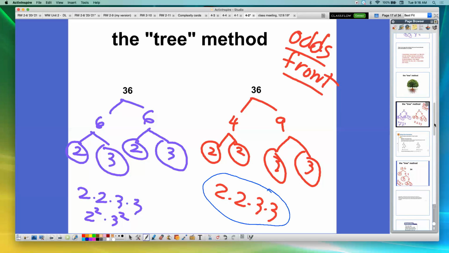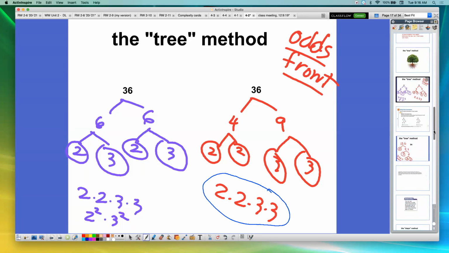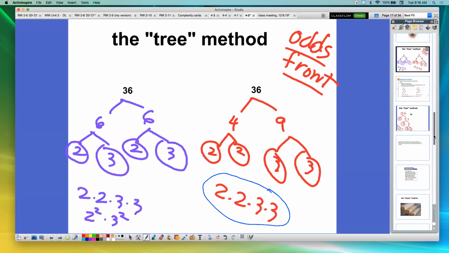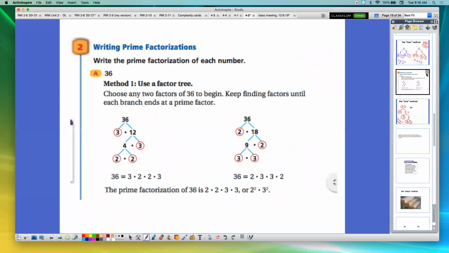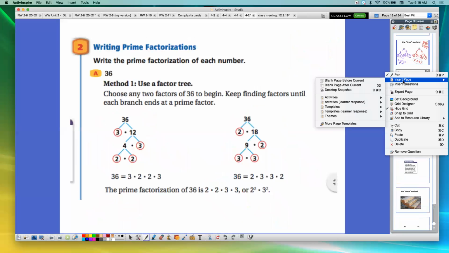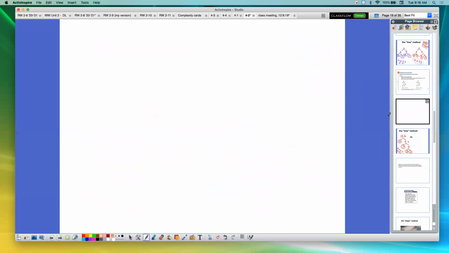Let's do one together completely on our own, okay? So what I need to do here is, you just bear with me for a second. I need to make a blank page. All right, and I'm going to put the number 54 in here.